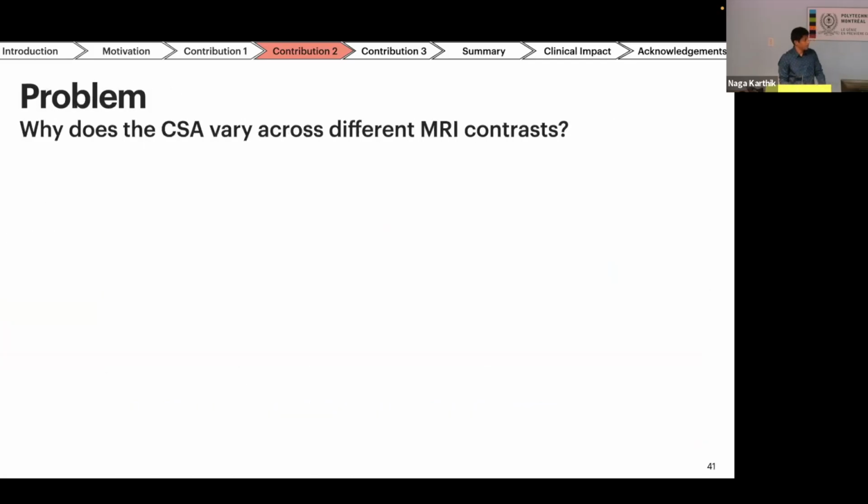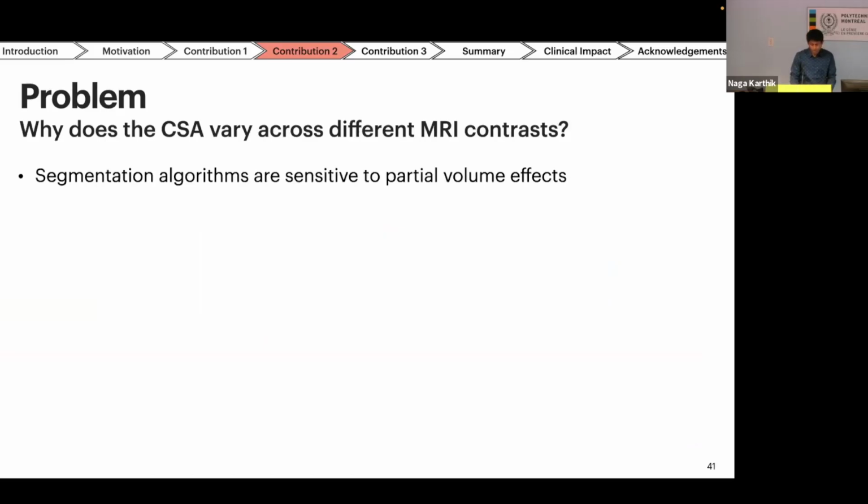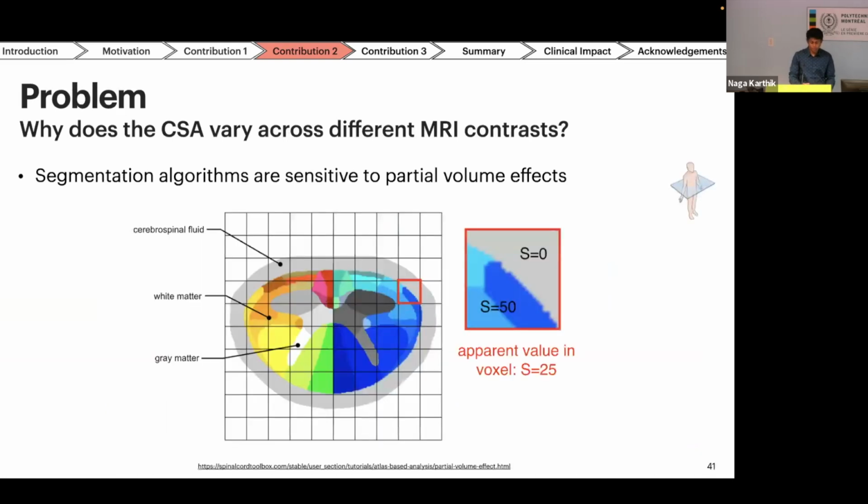But why does it vary across MRI contrasts? What is the problem? It turns out that segmentation algorithms are typically sensitive to partial volume effects. So this is an example of partial volume effect in the spinal cord. It refers to the phenomenon where the intensities of multiple tissues get averaged within one voxel, which is not representative of the true intensity of the underlying anatomy. In this case, if we look at this red box, which is 1 pixel, the value of this pixel turns out to be the average of the blue tissue and also the CSF, and that is resulting in this average intensity. And segmentation algorithms have a hard time properly segmenting the spinal cord because of the partial volume effect.